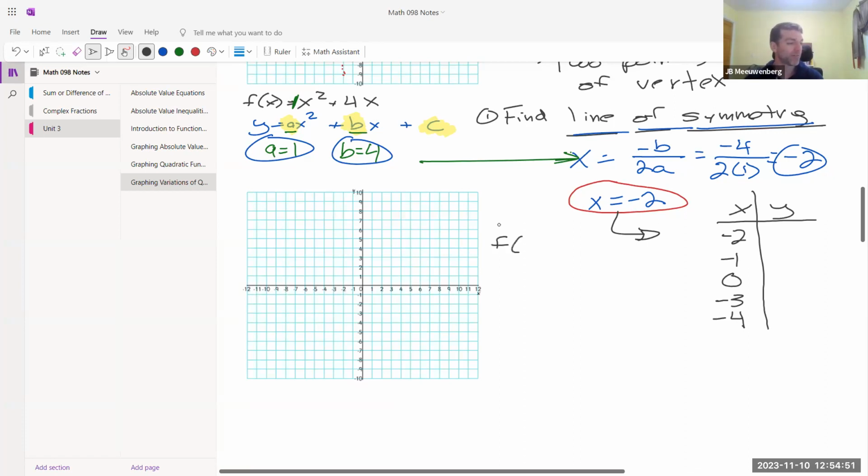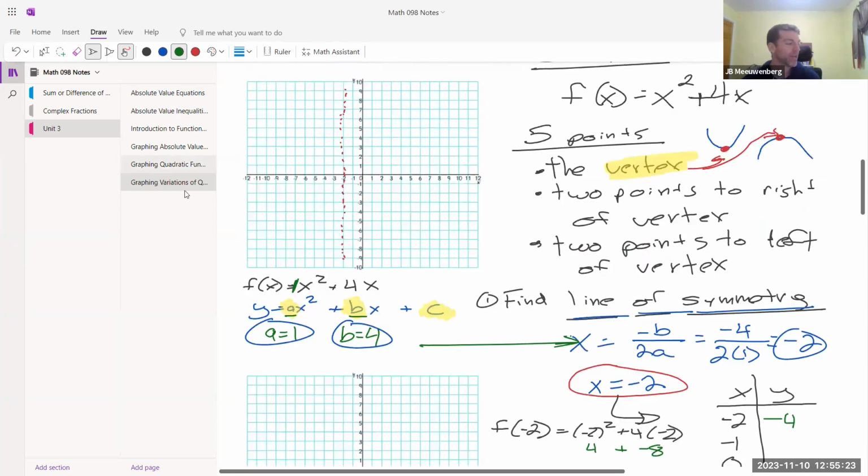So f of x, remember this is the one we're working with, f of x is equal to x squared plus 4x. I'm taking up a lot of room here. F of negative 2 is equal to negative 2 squared plus 4 times negative 2, right? These take up a little bit of space. They take a little bit of work. Negative 2 quantity squared is positive 4 plus 4 times negative 2, which is negative 8. That's going to give us a negative 4. So this point right here, negative 2, negative 4, I'm going to scroll back up. Negative 2, negative 4 is right there.